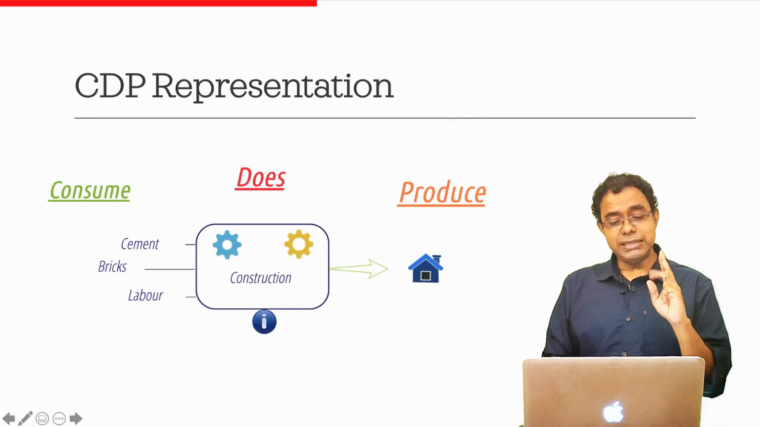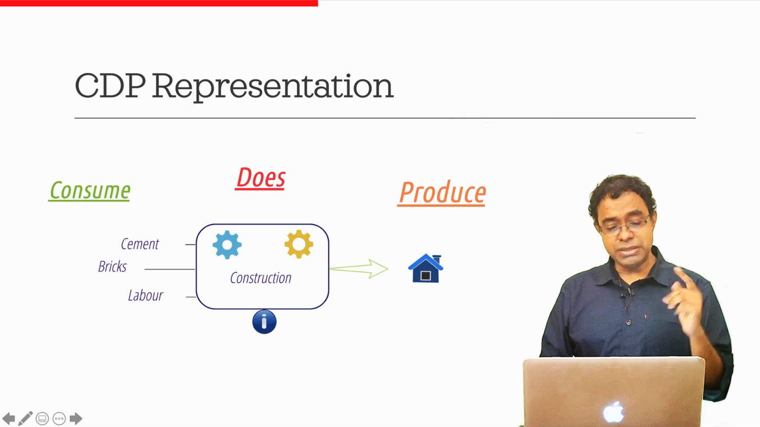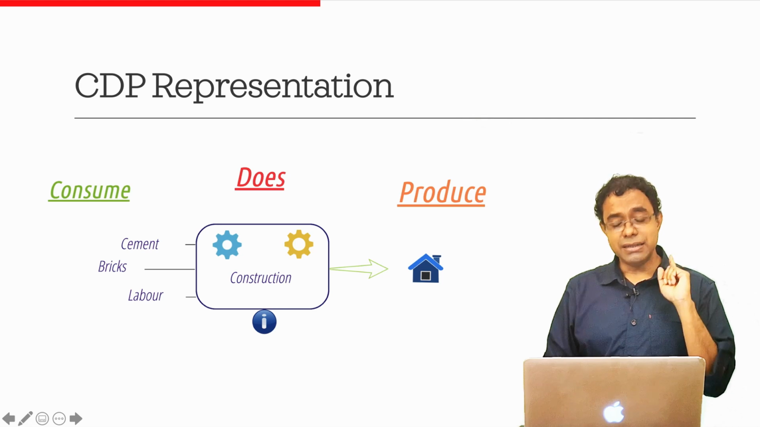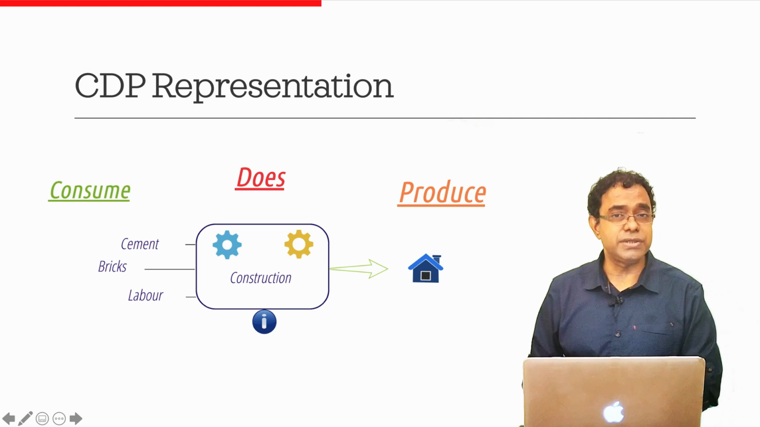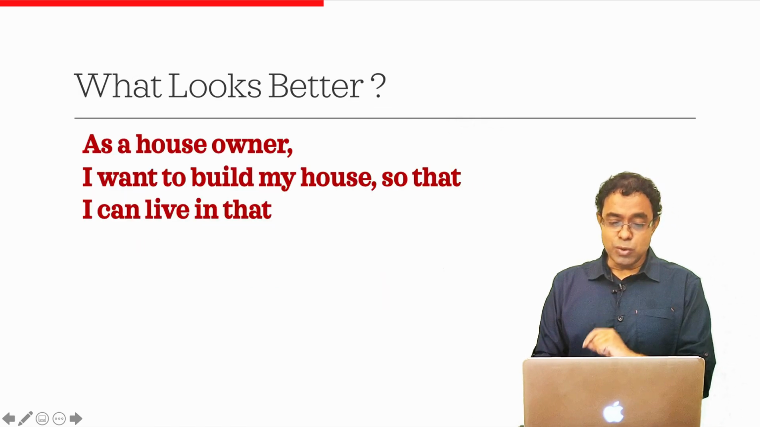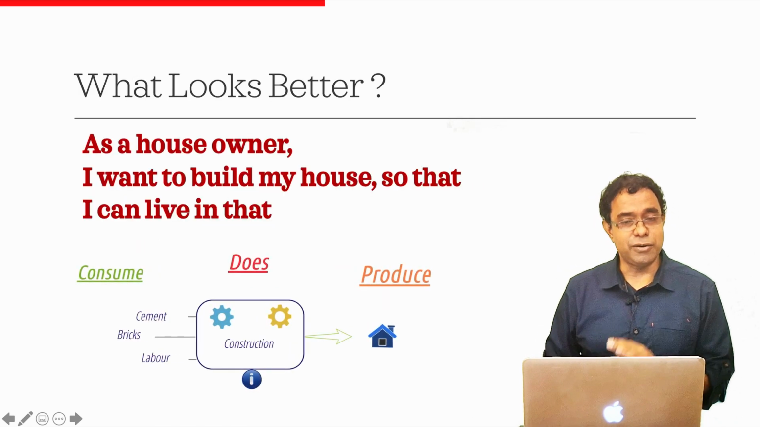Consume, does, produce. What it consumes: cement, bricks, labor. What it does: construction. What is produced: a house. Okay. So, which looks better out of these two?